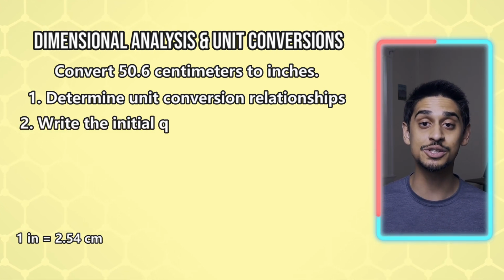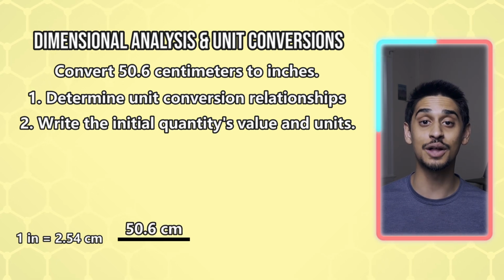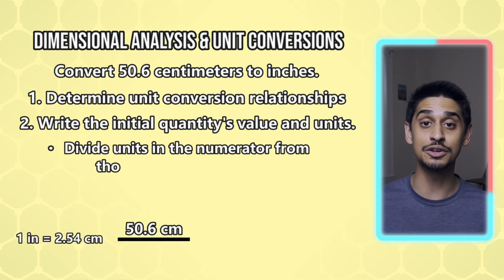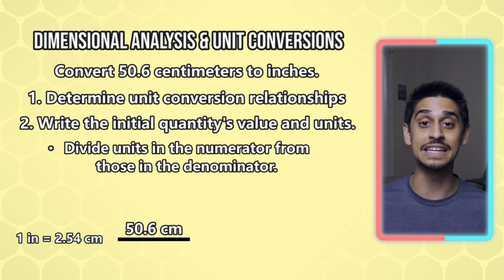Second, write out the initial quantity in terms of its numerical value and units. Use a horizontal line to divide the units in the numerator from those in the denominator. Leave the denominator blank if there are no units in the denominator.